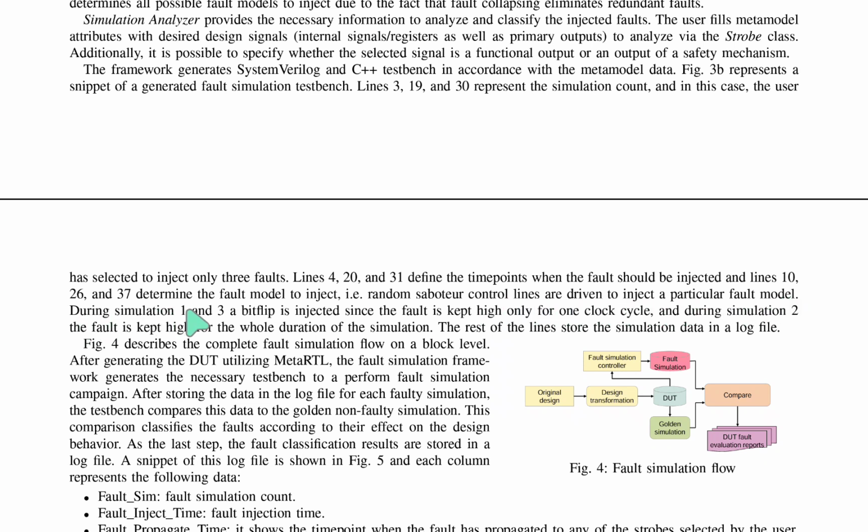During simulation 1, a bit flip is injected since the fault is kept high only for one clock cycle, and during simulation 2, the fault is kept high for the whole duration of the simulation. The last lines store the simulation data in a log file.